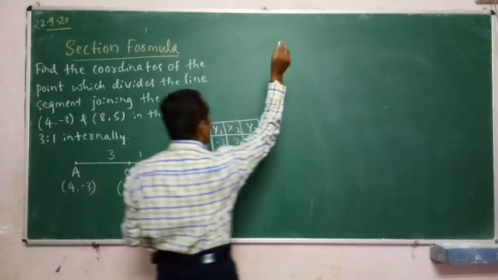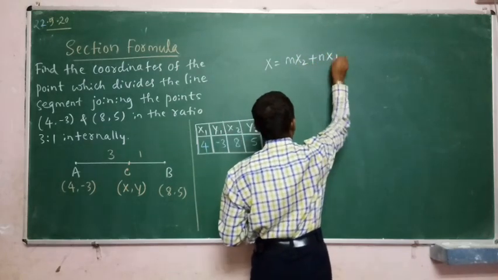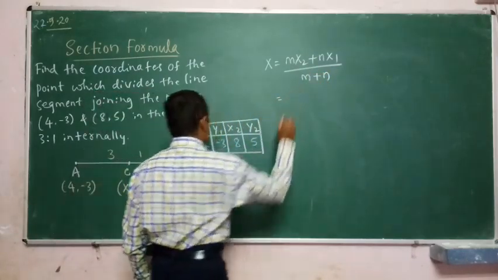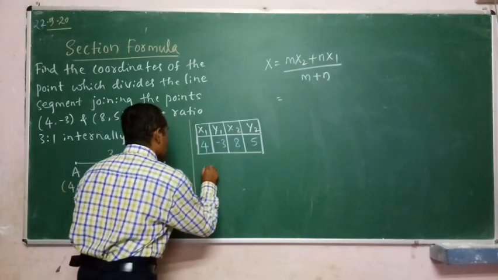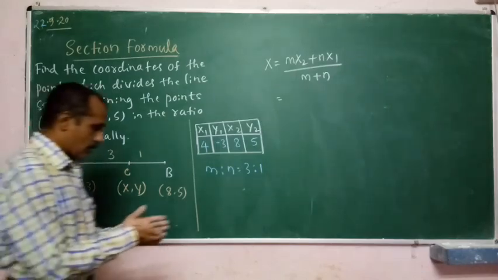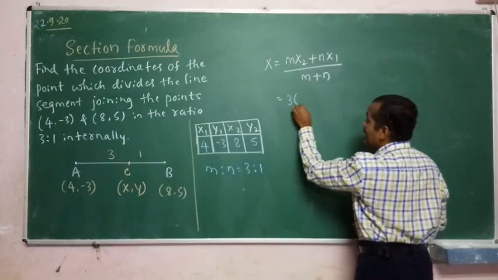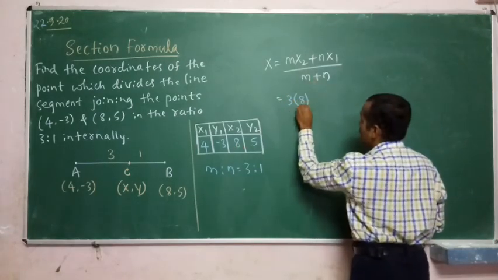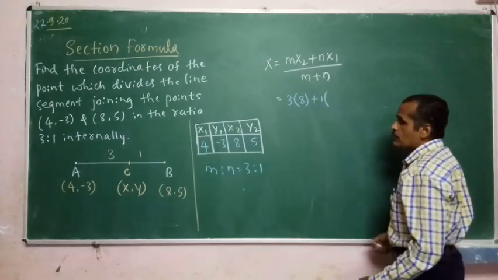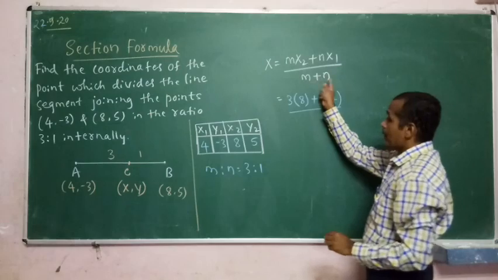Let me write the formula. X is equal to (mx2 plus nx1) divided by (m plus n). If you want, you can say here m is to n is equal to 3:1. Now substitute: m is 3, x2 is 8, plus n, which is 1, into x1, which is 4, divided by m plus n.